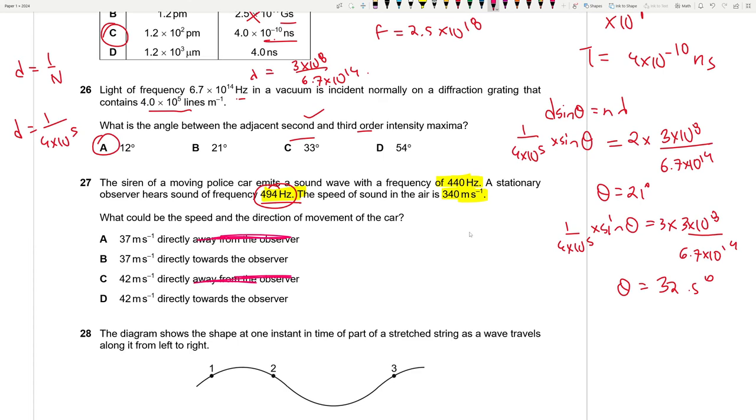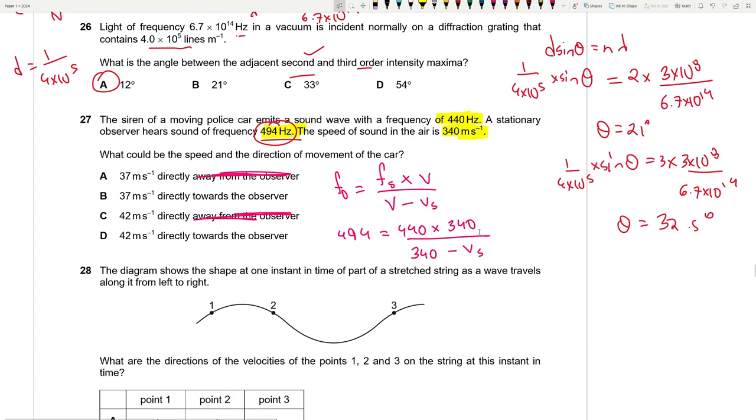And now let's find out. Observed frequency is equal to the frequency of source times the velocity of the sound wave divided by the velocity of the sound wave, and since it's increasing, it's going to be the velocity of the sound wave minus the velocity of the source. So observed 494 is equal to source 440 into velocity of the sound, which is 340, divided by 340 minus the movement of the vehicle. Okay, so let's do this.